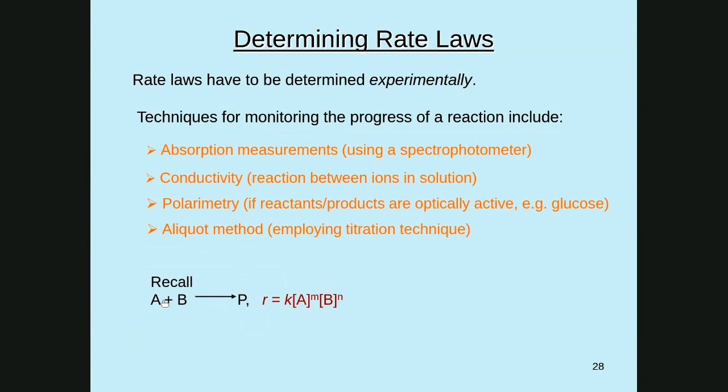Now, we will be mainly concerned with reaction mechanisms that lead to a rate law of this form. The rate of the reaction, defined as the rate of disappearance of either A or B, or the rate of appearance of the product P, equals the rate constant, which is a function of temperature, times the concentration of A at the given instant, raised to the power m, the order of the reaction with respect to A, times the concentration of B to the power n. And the aim now is to find m and n, as well as the rate constant k.